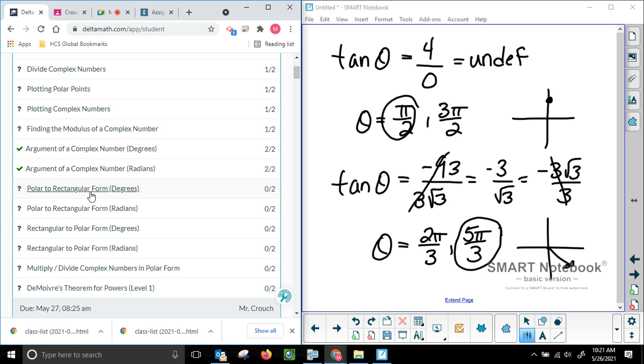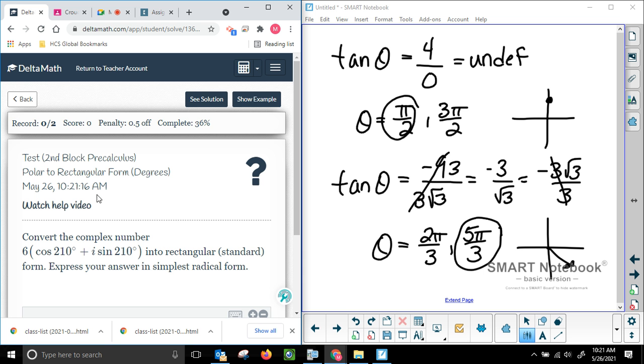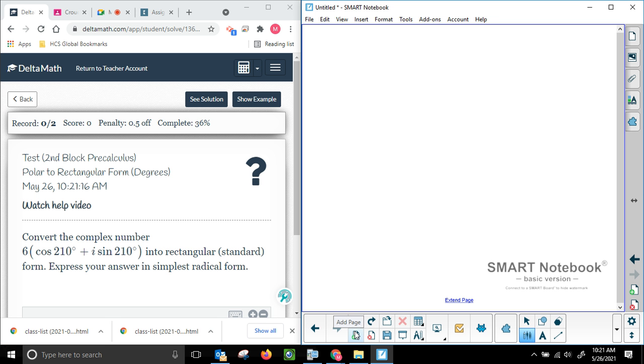So now we can do polar to rectangular form. The directions say to convert the complex number into rectangular or standard form, which is a plus bi. Express your answer in simplest radical form. All we do is use our unit circle here to simplify. So we have 6 times the cosine of 210 degrees plus i times the sine of 210 degrees.